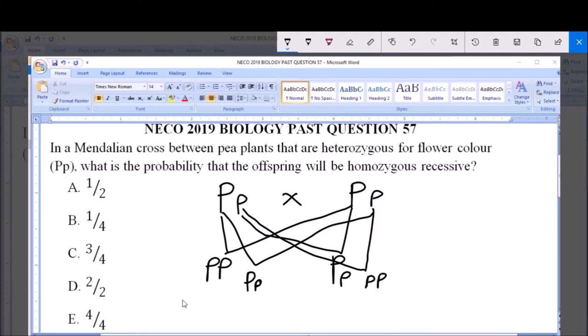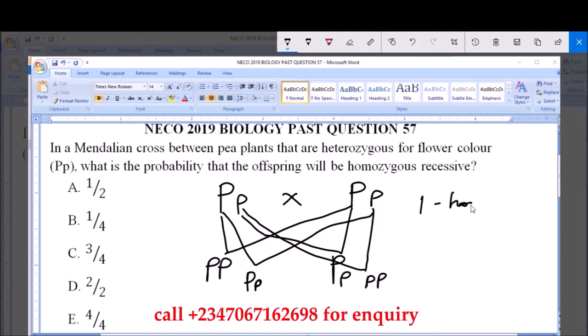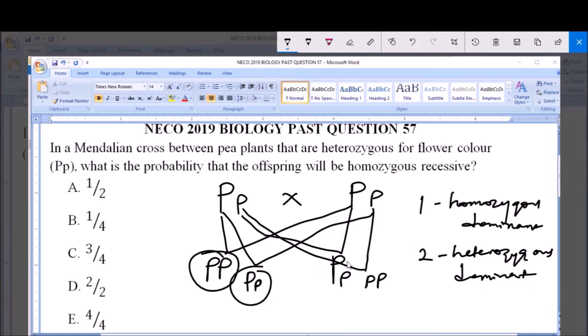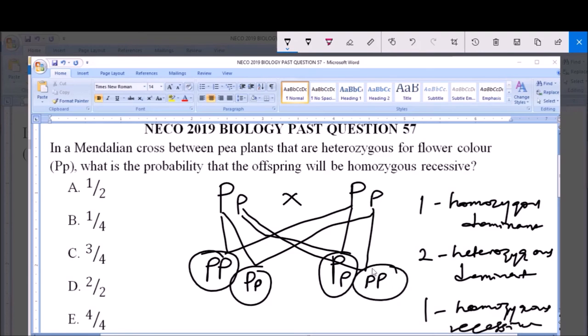Now looking at this, we have one homozygous dominant, which is this. We have two heterozygous dominants, which is this and this. Then we have one homozygous recessive, which is this. Now the question says, what is the probability that the offspring will be homozygous recessive?